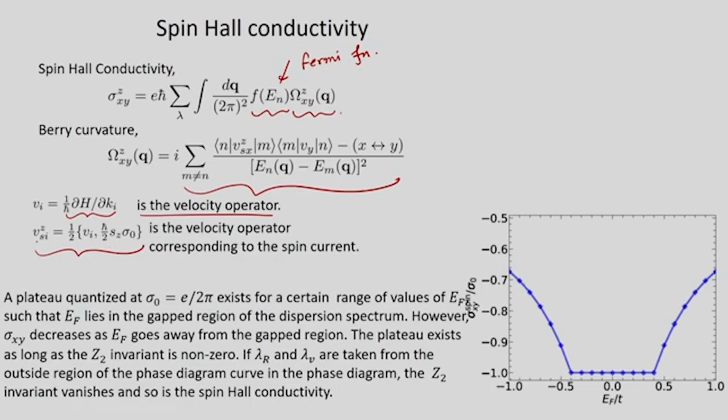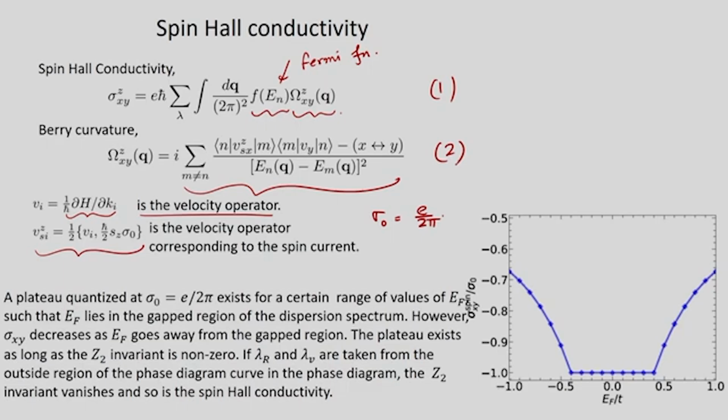If you want Vsx z, then you take a Vx and then h cross by 2 as z sigma 0. Sigma 0 is simply e over 2 pi. This is just the scale of the conductance. Okay. So, one does this calculation of the Berry curvature, and then puts it into the expression for spin Hall conductivity. Let us call it as 1 and 2.